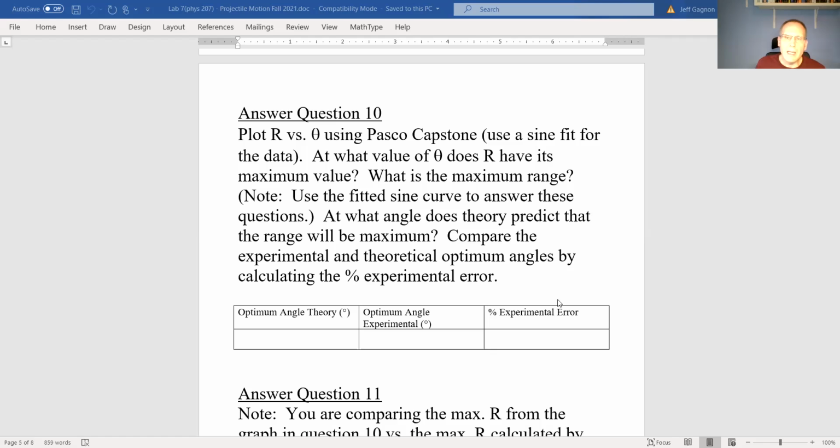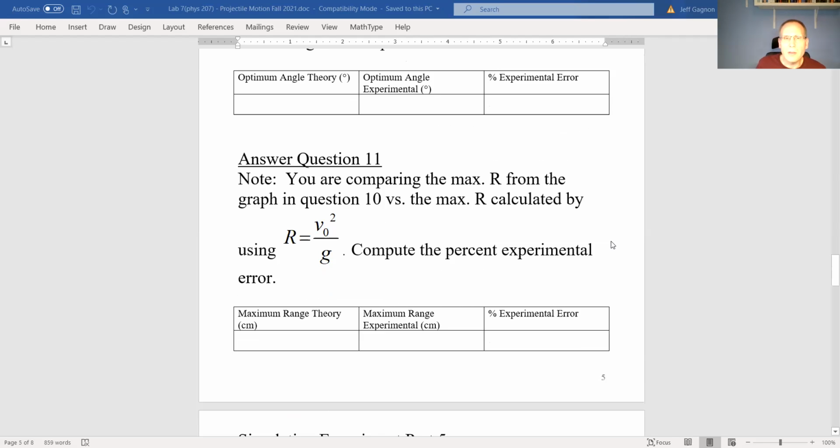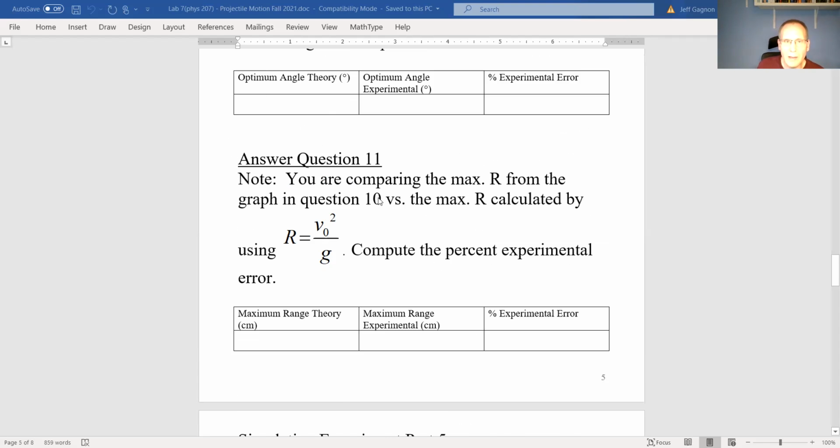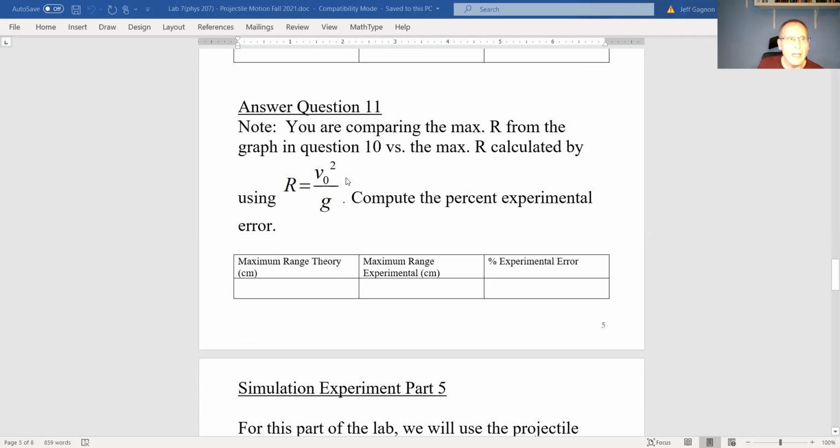Then question 11 is basically to compare the max range. In order to find the max range theory, you need to compute it. We know the formula for range: V naught squared times sine of 2 theta divided by G. But when theta is 45 degrees, because we're assuming the optimal angle is 45 degrees, sine of 2 times 45 is sine of 90. That's just 1. So I don't even have that part in the equation here because I'm just multiplying by 1.